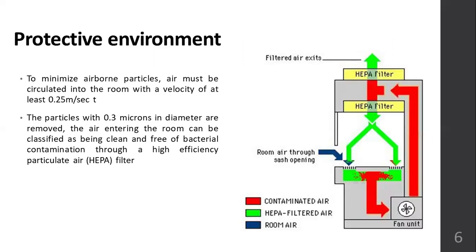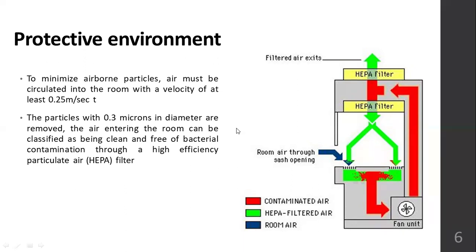Here you can use HEPA filters. HEPA filters are used to minimize airborne particles. Air must be circulated into the room with a velocity of at least 2.5 meters per second. That is the velocity of air wherever the HEPA filter is placed. Particles with 0.3 microns diameter are also removed. So the tiniest of bacteria and viruses can be removed by a HEPA filter.